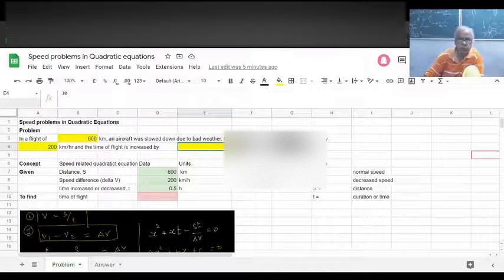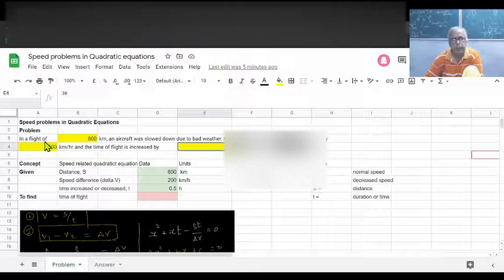Now let us proceed with the problem, and I am also going to explain how you can make use of this spreadsheet to solve such quadratic problems. Now the problem given here is, in a flight of 600 km, an aircraft was slowed down due to bad weather. Its average speed of the trip was reduced by 200 km per hour, and the time of flight is increased by 30 minutes. Find the duration of flight.